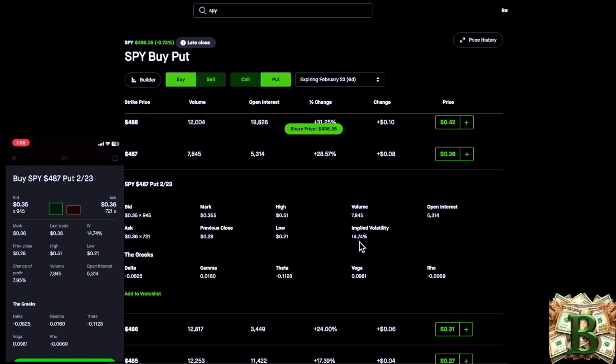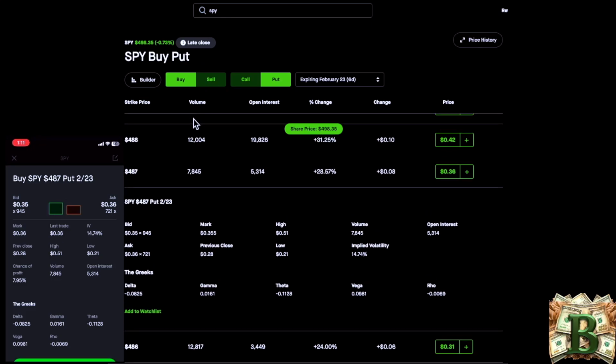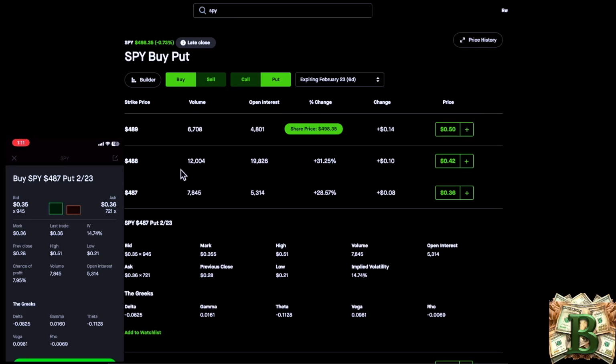But anyways, remember what I said about your deltas and your gamma and your theta and all of that. Your theta is your time decay, remember, so negative 0.1128, and then the delta basically represents the chance of it going in the money.